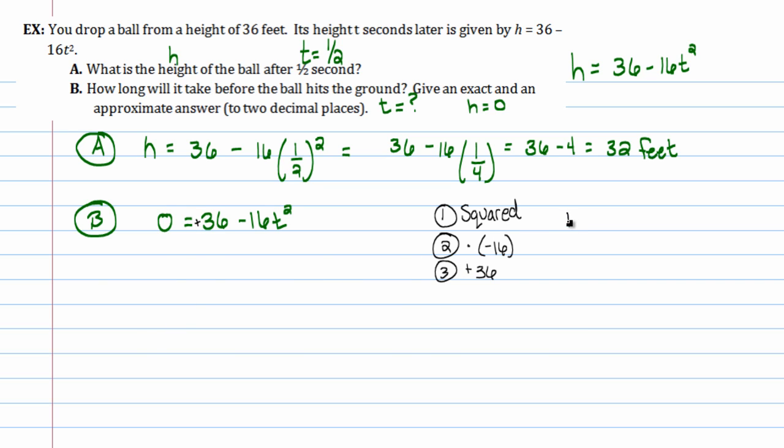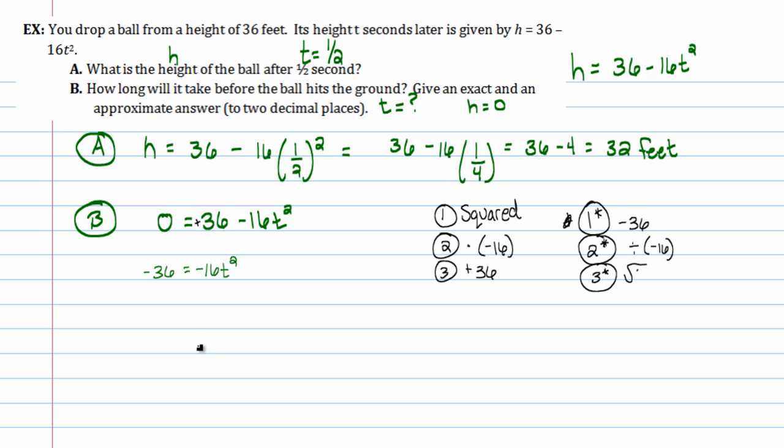So to undo all that, to solve for t here, we'll first subtract 36 from both sides, and then we'll undo the multiplication by negative 16 by dividing by negative 16. And finally, we'll take the square root of both sides. So here we go. Subtracting 36 from both sides, I'll get the following. A negative 36 is equal to a negative 16 t squared.